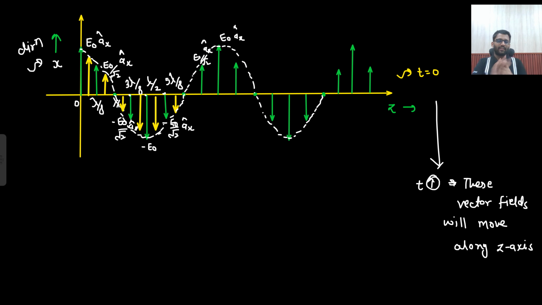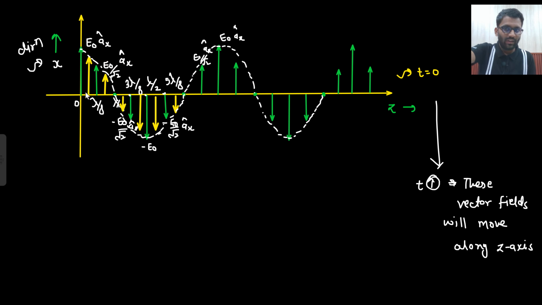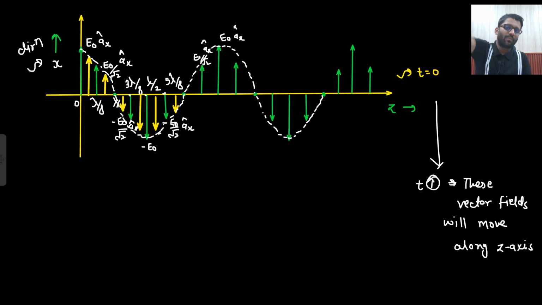So are you able to understand this complete equation? E naught cos omega t minus beta z a_x cap. Do you understand everything about this equation? It's a time harmonic vector field, a function of space and time. The wave is traveling in positive z direction, but the direction of field is along the x-axis. So the direction of the field is in plus minus x direction. Sometimes it is along plus x, sometimes it is along minus x.